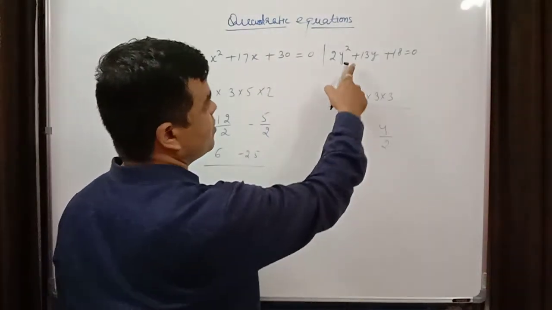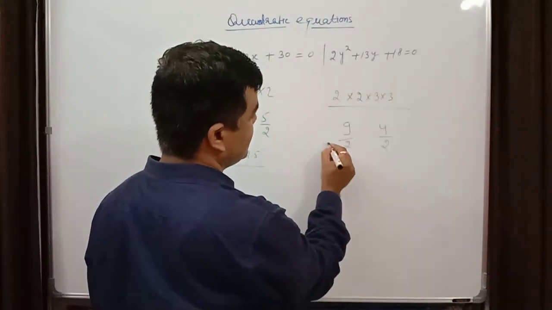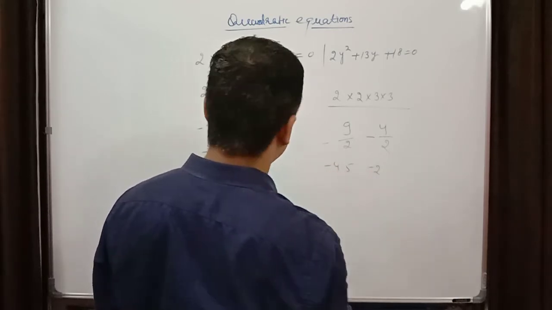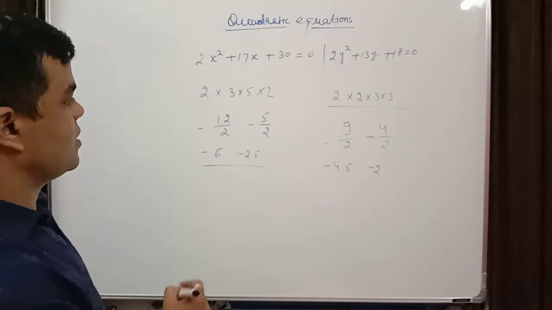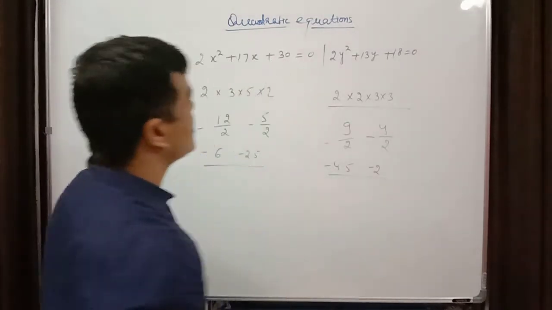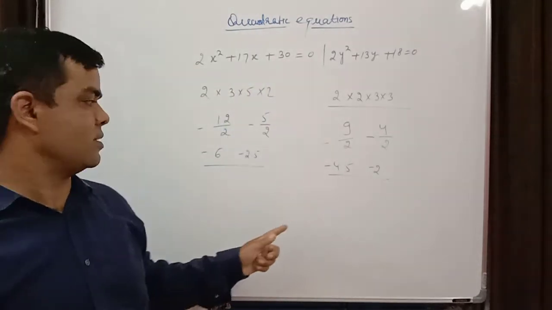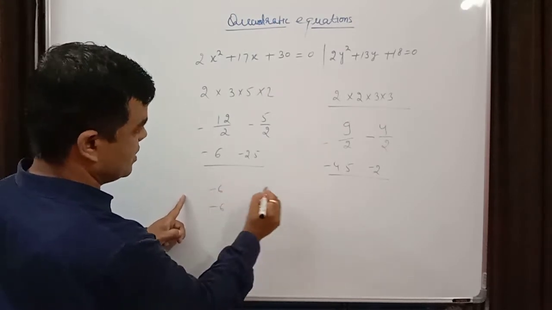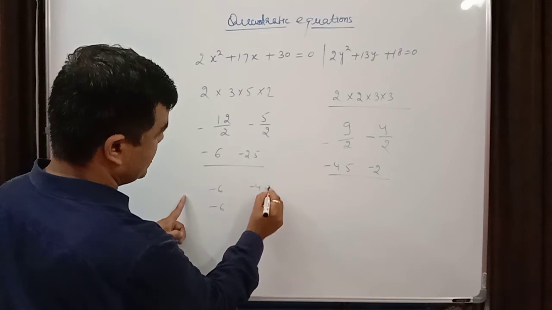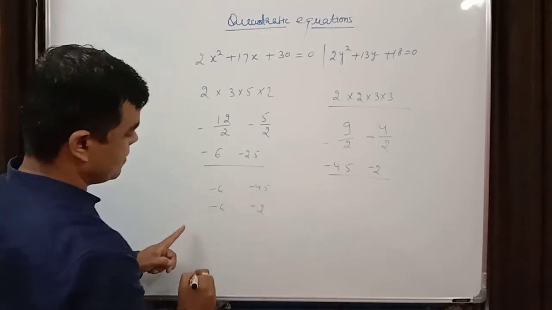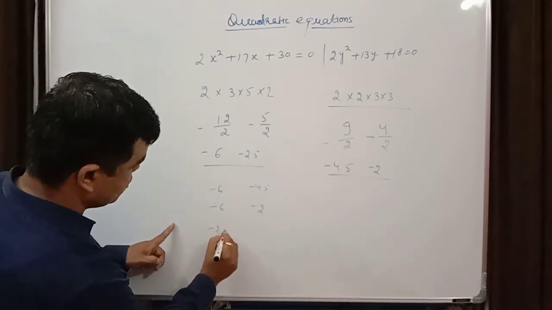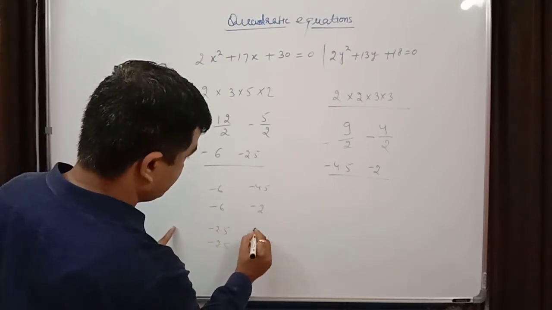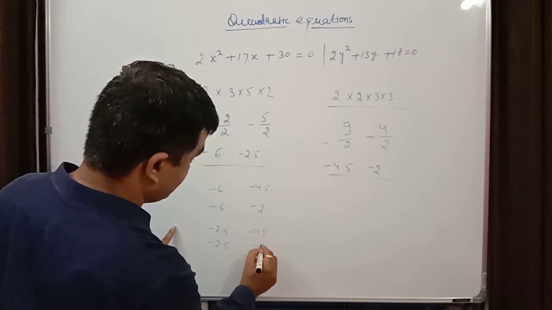And both the numbers positive, then this will be minus 4.5 and minus 2. Now compare the roots. Without comparing, you cannot tell what the answer is. So now each value of x, minus 6, write 2 times. It will be compared with minus 4.5 and minus 2. Then again minus 2.5 will be compared with minus 4.5 and minus 2.